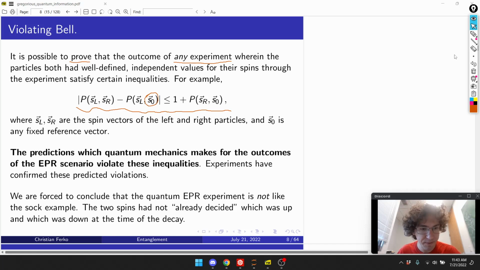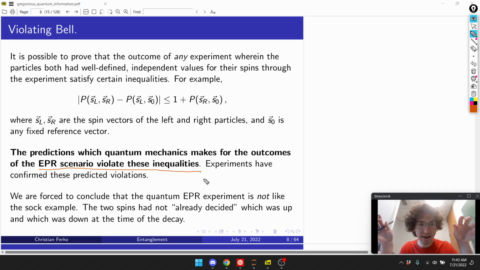Here's the surprising fact. The predictions of quantum mechanics in the EPR experiment, the one where the pion decays, violate these inequalities. There's a violation of the Bell inequalities. And this prediction is borne out in experiment. You can do experiments where you measure the spins on the two sides. These experiments have been performed with the two detectors separated by tens of meters, fairly far, and the violations predicted by quantum mechanics are seen.